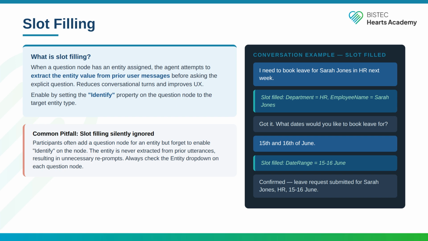The diagnostic test is straightforward. Open the test pane, type a sentence containing entity values for multiple question nodes, and verify that the agent skips the questions for values already provided. If it asks every question in sequence, the identify property needs to be checked on each node.